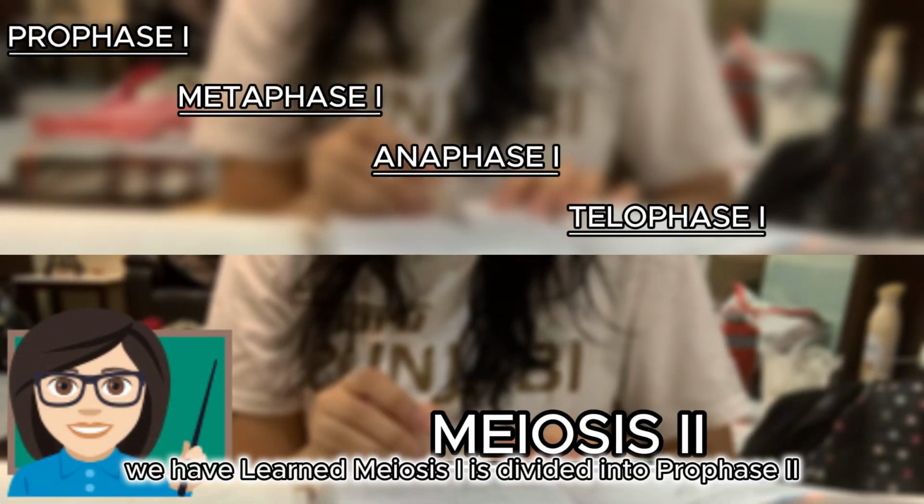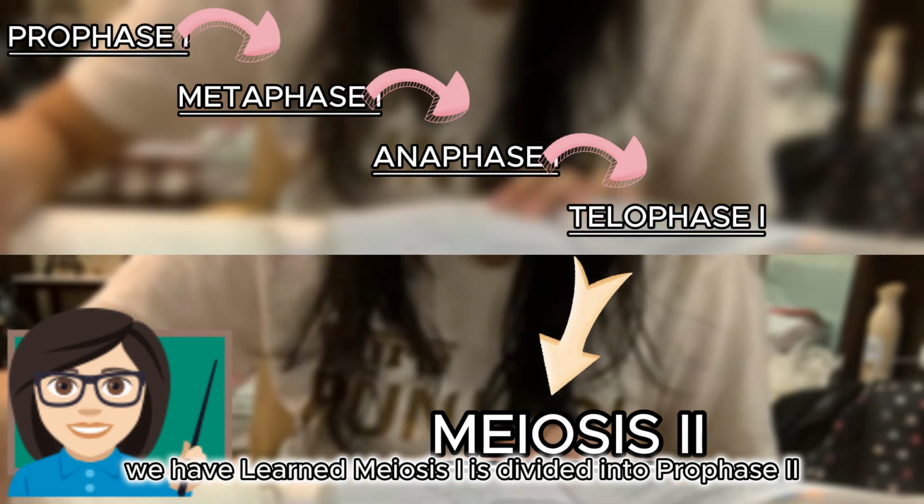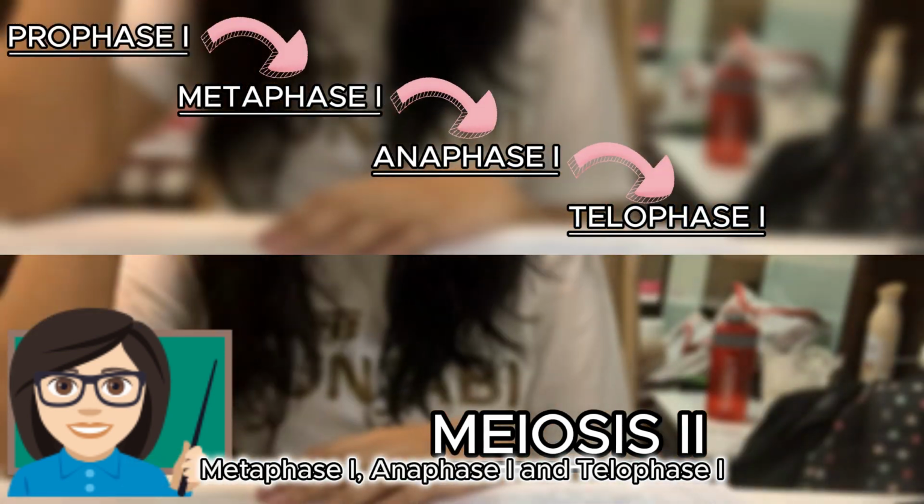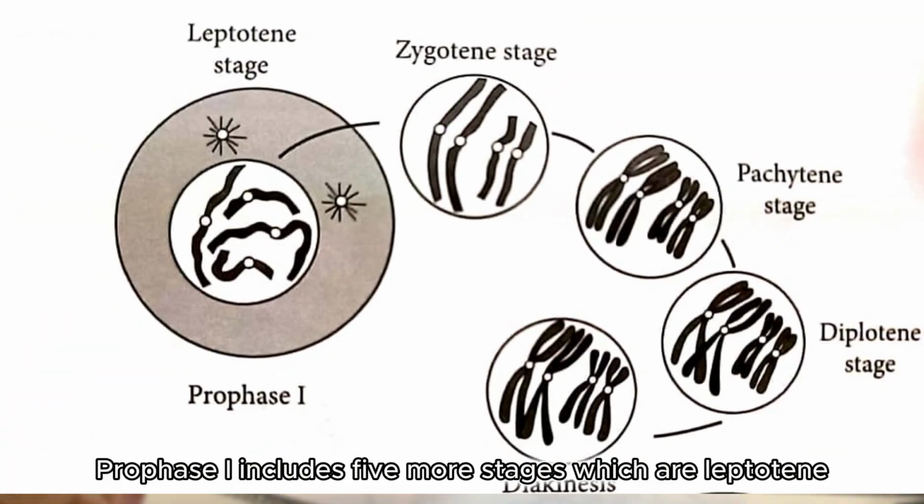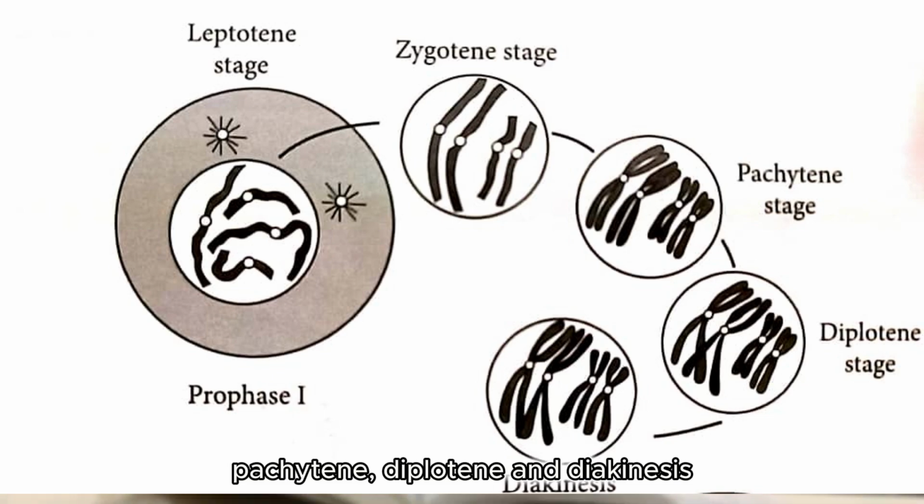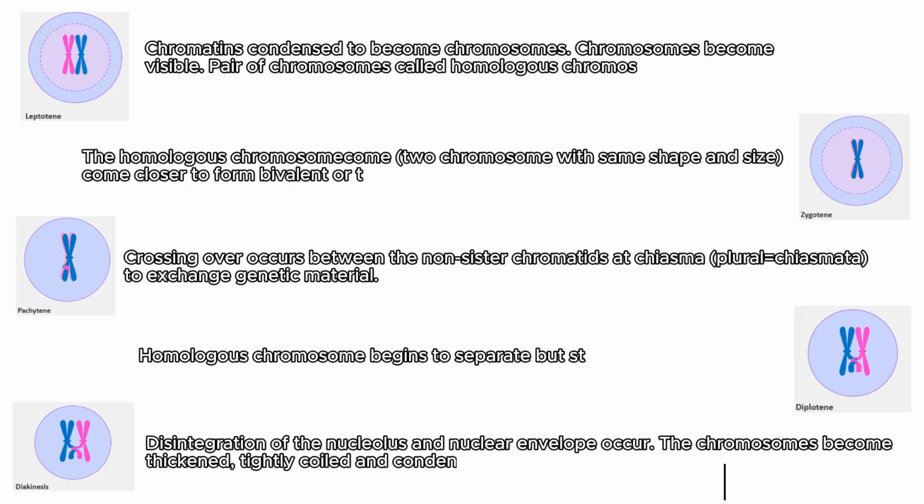In SPM level, we have learned meiosis I is divided into prophase I, metaphase I, anaphase I, and telophase I, but in matriculation, prophase I includes 5 more stages, which are leptotene, zygotene, pachytene, diplotene, and diakinesis.